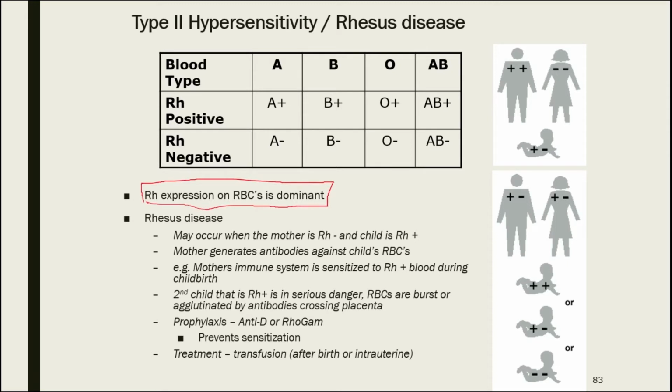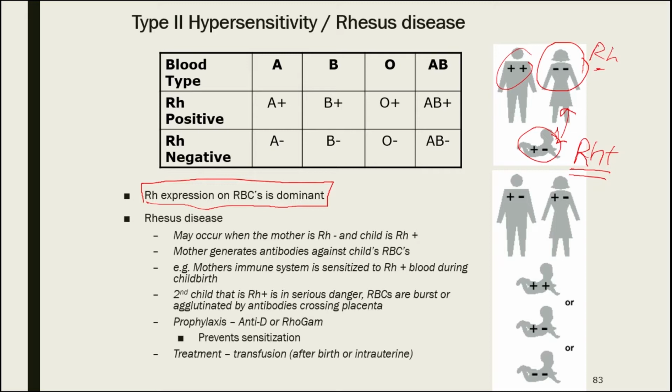problem comes when you have a female who is Rh negative, marrying a Rh positive man, and carrying a Rh positive child. The first one is usually not that bad because there is no crossing of blood between the mom and the kid, so the mom does not recognize the Rh factor in the blood.